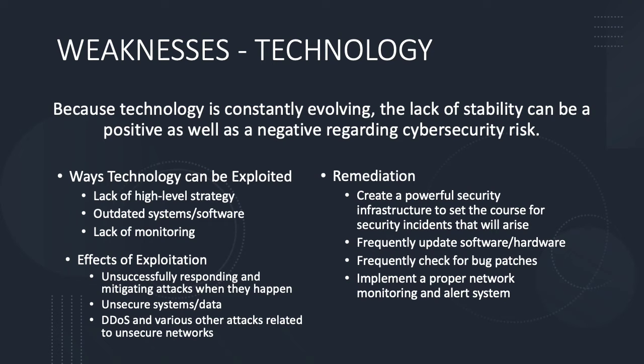Another weakness and cause of cybersecurity risk is technology. While it may seem counterintuitive, technology can be its own worst enemy. Because it is constantly evolving, the lack of stability can be seen as both positive and negative. If there is no high-level strategy or infrastructure in place, cybersecurity risk increases. This is because when a security problem arises, there is no reference point on how to mitigate it. Implementing a high-level strategy and infrastructure that proactively seeks risk and outlines the steps necessary for remediation in the event of a cyber attack will significantly decrease this threat.